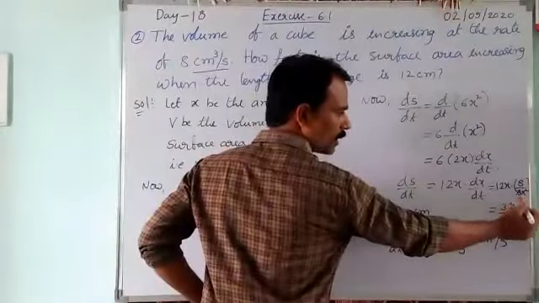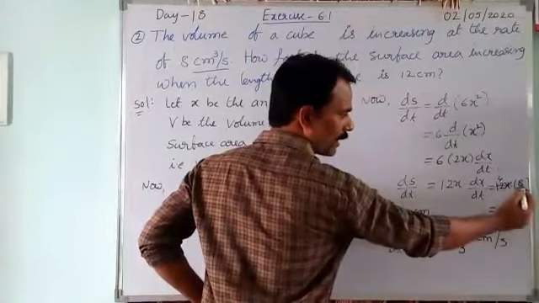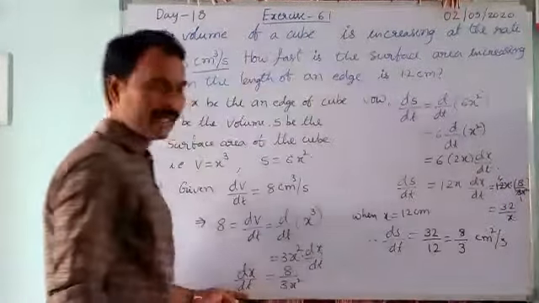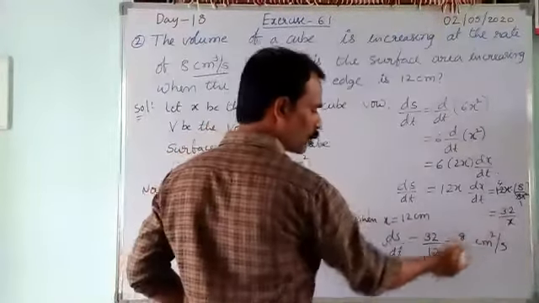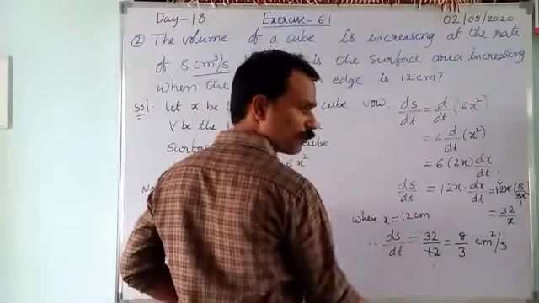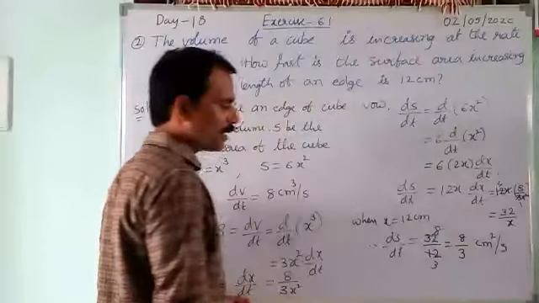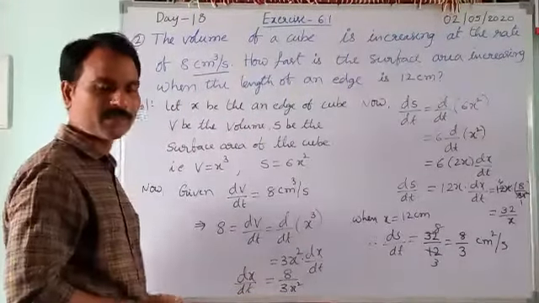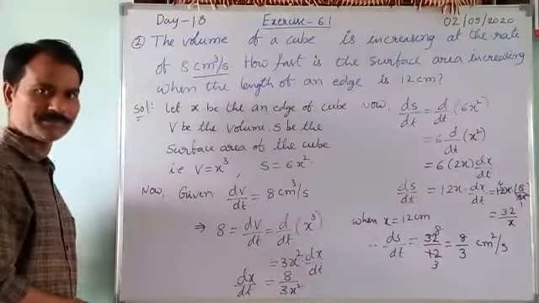Come here. 3 ones are 3, 3 fours are 12, and the x power will cancel. Finally, 8 fours are 32 by x will come. So when x is equal to 12, ds by dt is 32 by 12. That is 8 by 3 centimeter square per second. This is the second problem, guys.